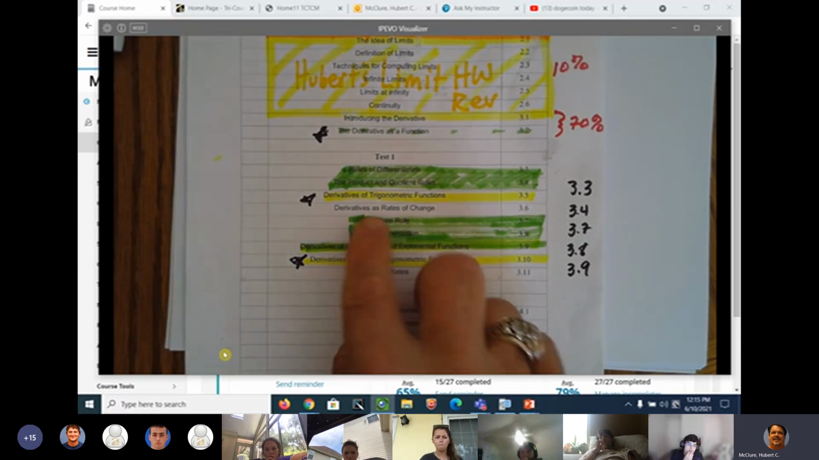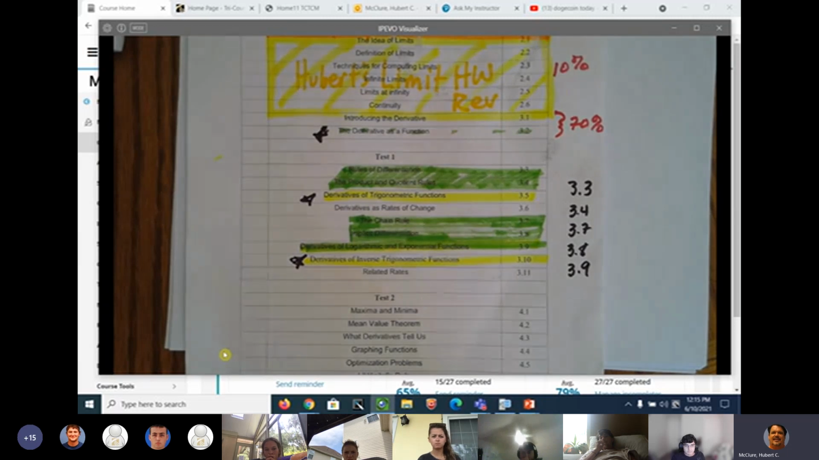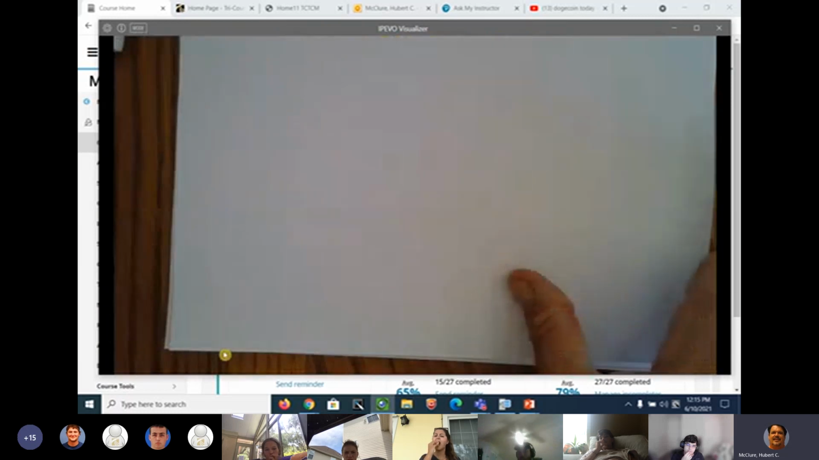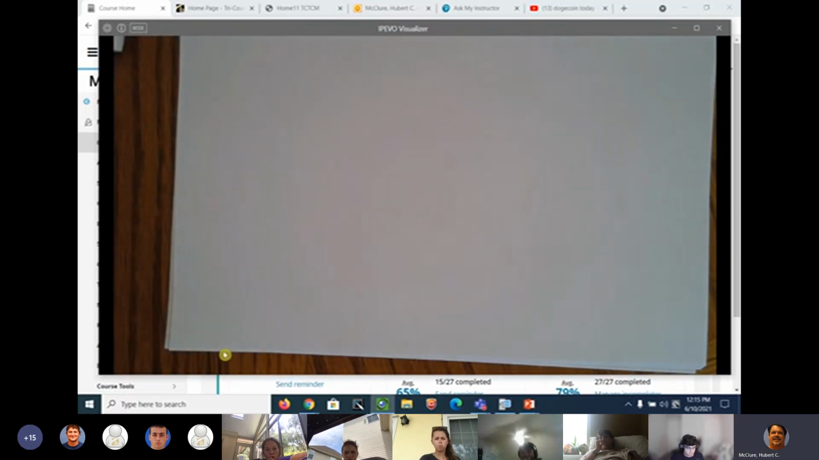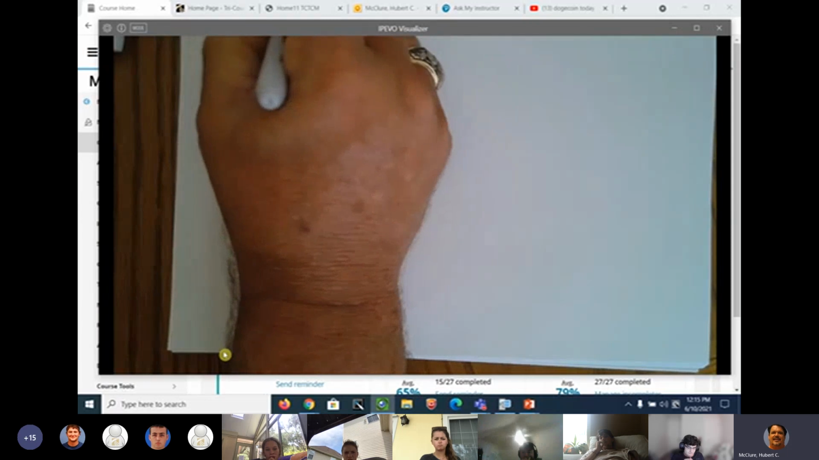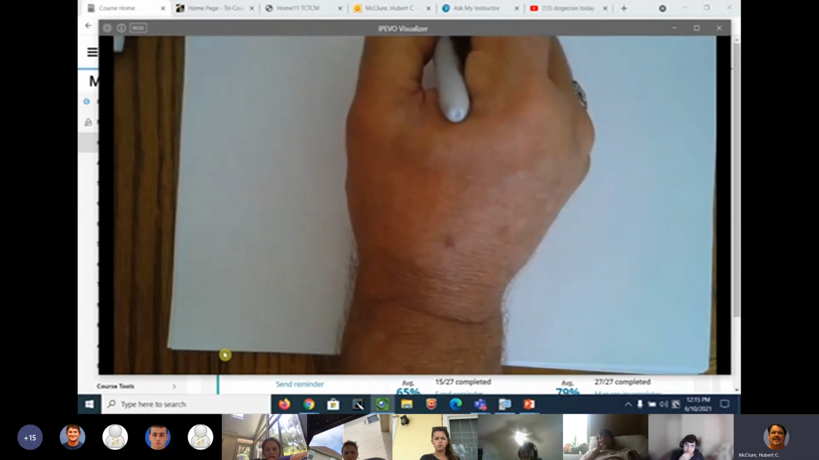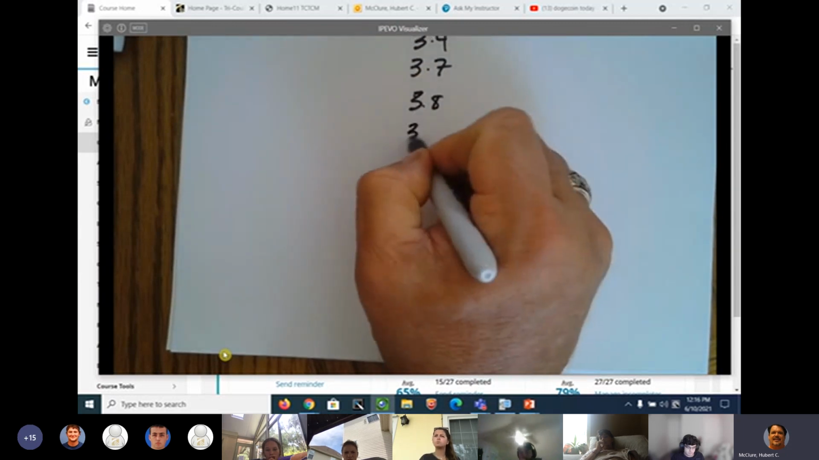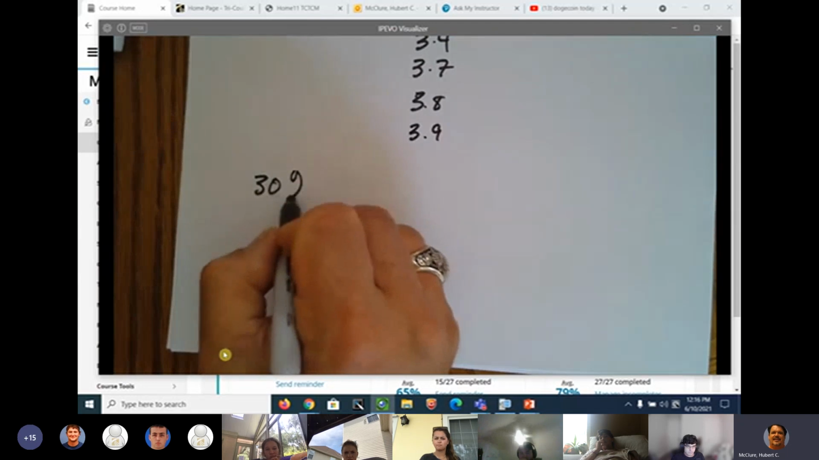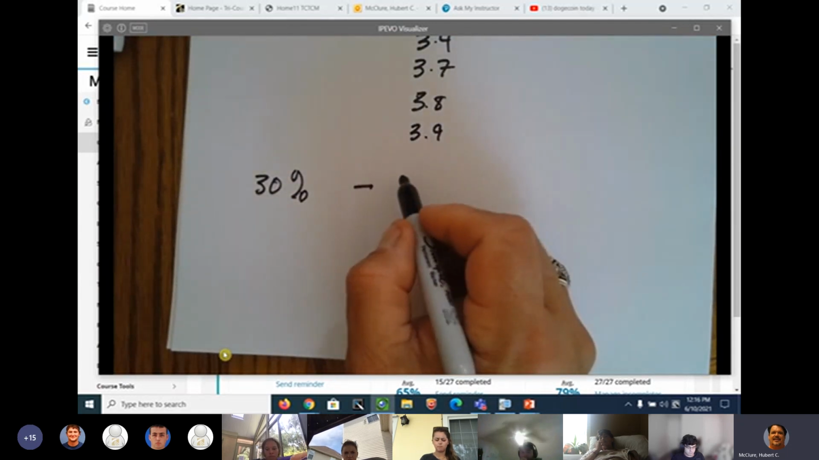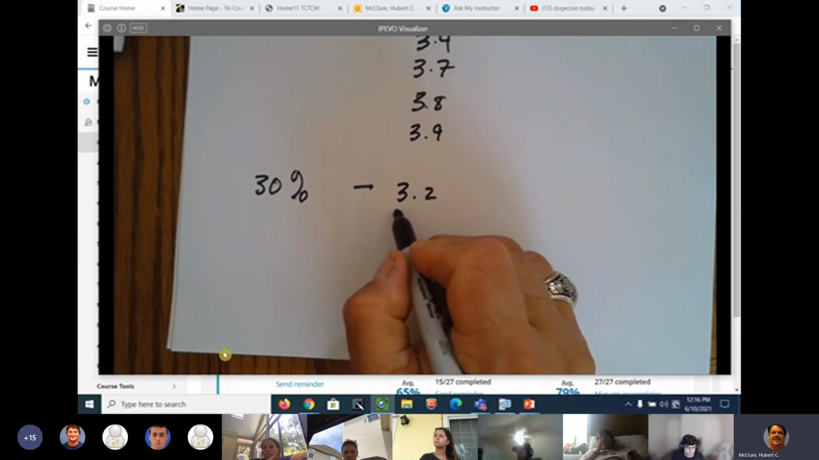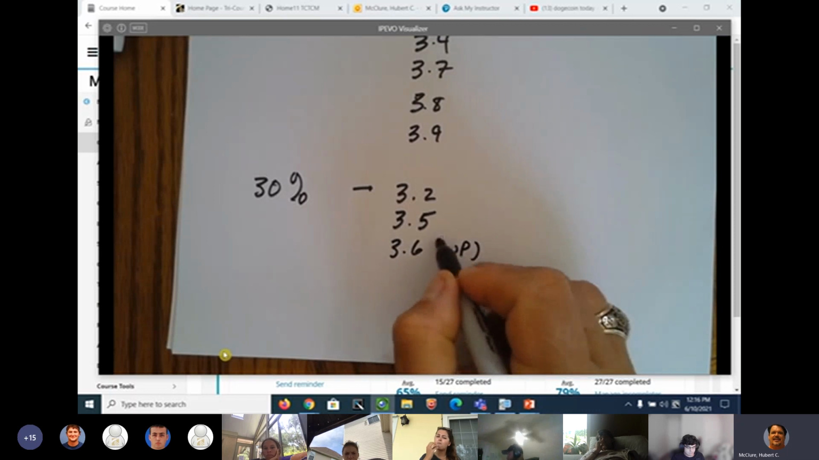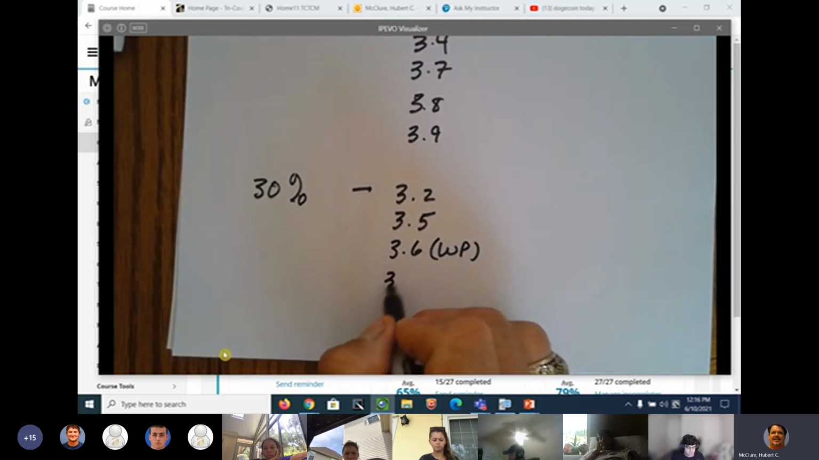Derivatives is rate of change, that's word problems, and I might throw one of them on the test, but I think you see that 70% is going to be coming from those sections. Does everybody understand? 70%: 3.3, 3.4, 3.7, 3.8, 3.9. 30% of the test: 3.2, 3.5, 3.6, which is word problems pretty much, and 3.10.